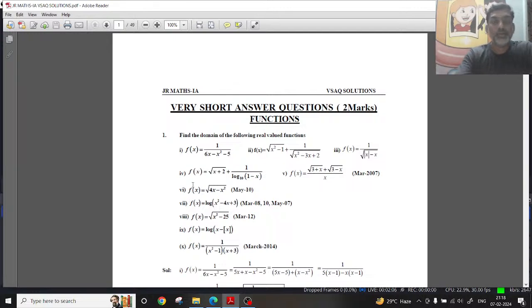Okay, today let us see very short answer questions for the coming IPE examination. Question number 1. Here question number 1 is: find the domain of the following real valued functions. So calculating domain is important.